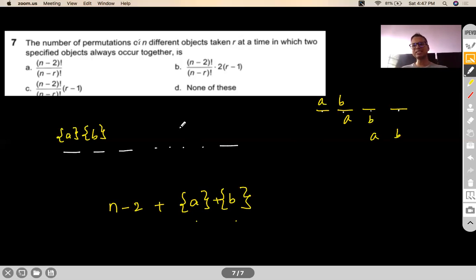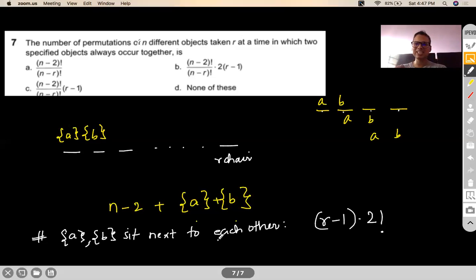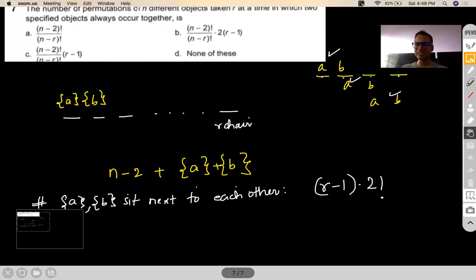So if you extend this to R chairs, the number of ways in which A and B can sit next to each other will be R minus 1, but you have to also multiply with 2 factorial. Why 2 factorial? Because for every such case, A and B can swap their positions. They want to be next to each other, they never say A has to be on the left and B on the right. AB, BA can be a possibility. So here also AB, BA, AB, BA. So this 2 ways, because A and B themselves can switch their positions in 2 ways, or 2 factorial ways.